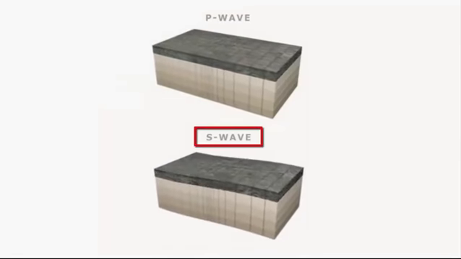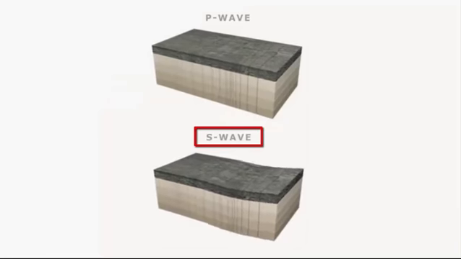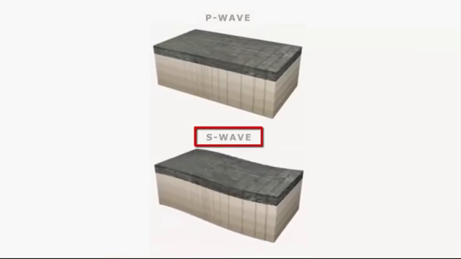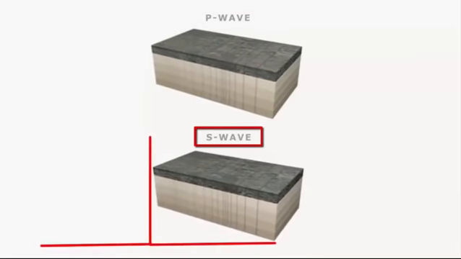It forces the ground to move backward and forward as it gets compressed and expanded. The S wave, that is the secondary or shear wave, follows more slowly with a swaying, rolling motion that shakes the ground back and forth perpendicular to the direction of the wave.